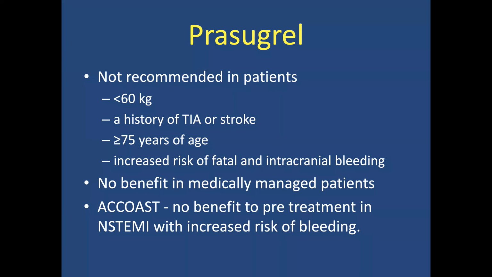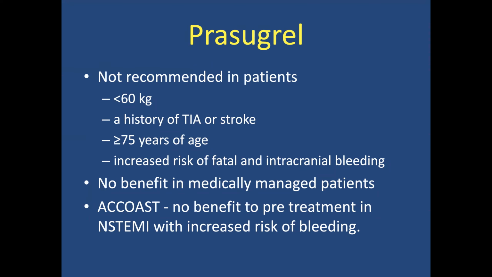So the usual dose of prasugrel is a 60 milligram load and then 10 milligrams once a day. In those patients who are low body weight or advanced age, you can consider using 5 milligrams of prasugrel rather than the usual 10 milligrams in order to decrease the risk of bleeding. But in those patients who have a history of TIA or stroke, this medication is not recommended at any dose. There's no benefit in medically managed patients, so these patients should be post-PCI.